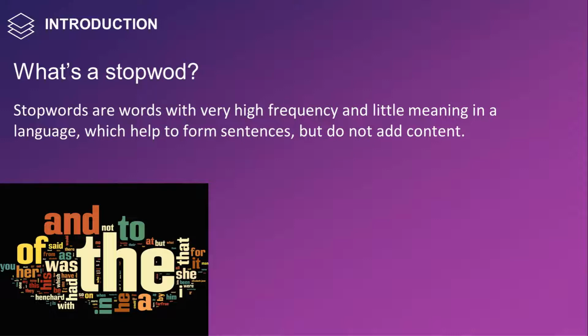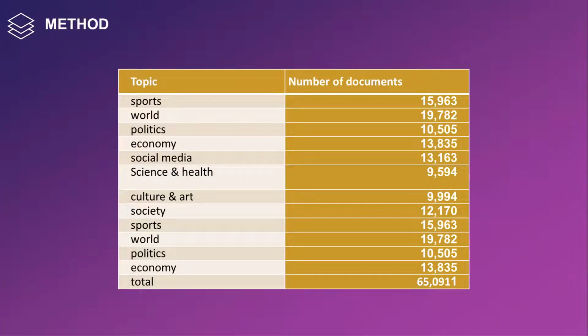In the method section, first let's explain the process of data collection. The research data are collected from the text of the Young Journalist Club website and then normalized with the Parsivar tool. As we can see, the number of documents in each of the corpus topics is in this table. Normalization includes these steps. The first one is deleting non-Persian words. I need to mention that the selected topics are sports, politics, economy, social media, science and health, culture and art, and society.